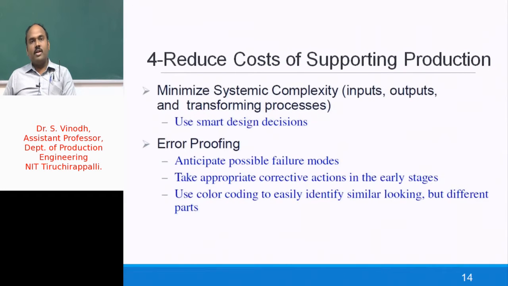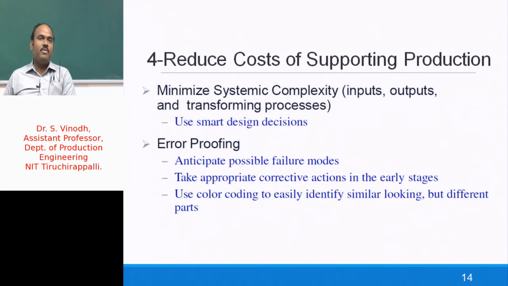Then the fourth one is about reducing the cost of the supporting elements of production, which includes minimizing the system complexity. That could be done by analyzing the key inputs and outputs as well as the transformation process, thereby the systemic complexity could be minimized. Second is about error proofing.